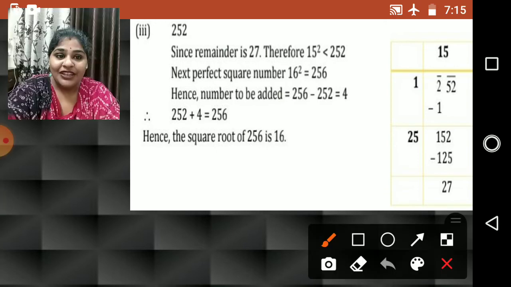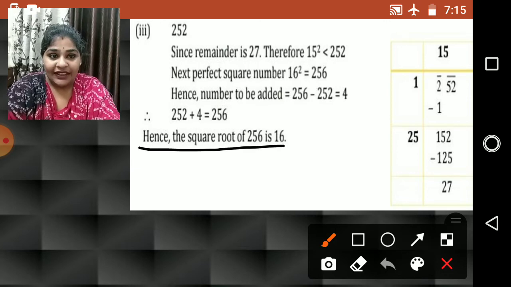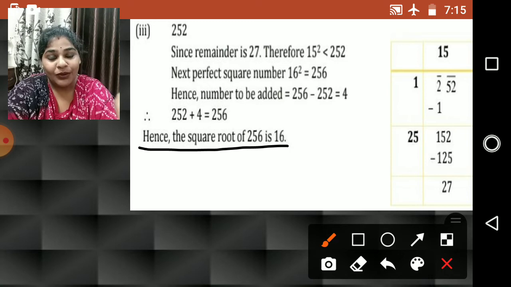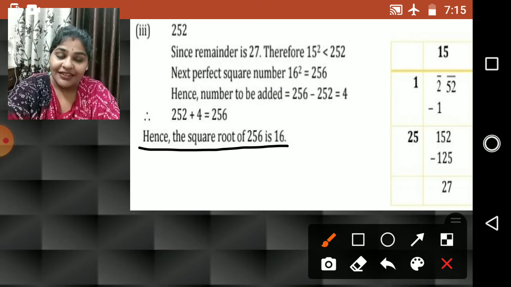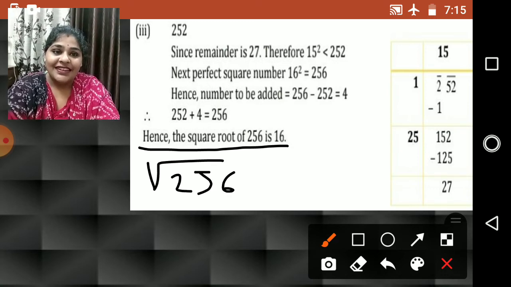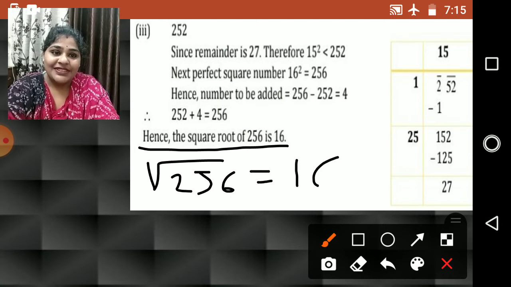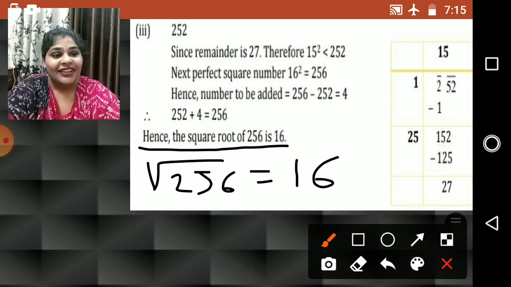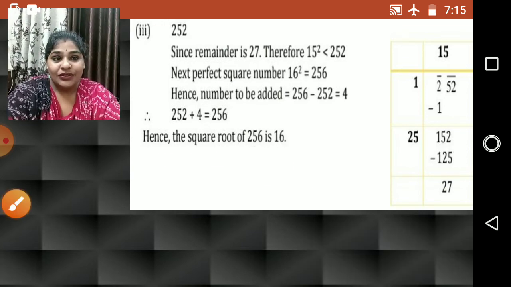Now one more very important thing I want to tell you, children. Instead of writing the answer like this, start using the sign of square root everywhere. Wherever you write the final answer, write down square root of 256 is equal to 16. So please write this down. Alright, so let us proceed.